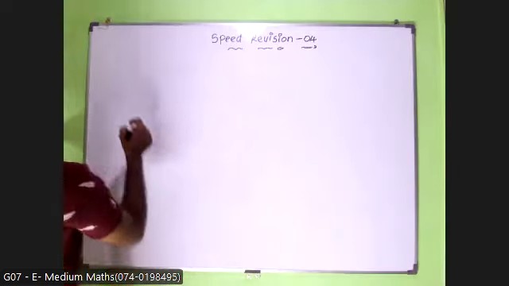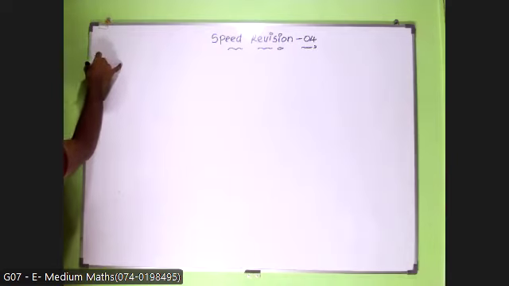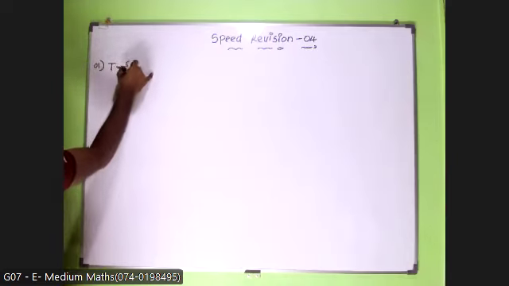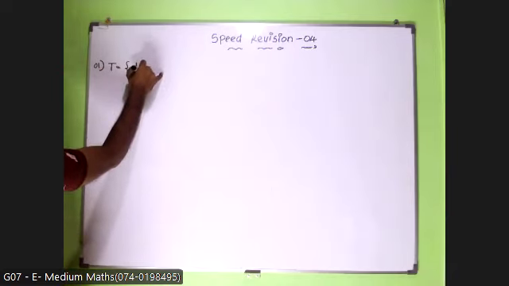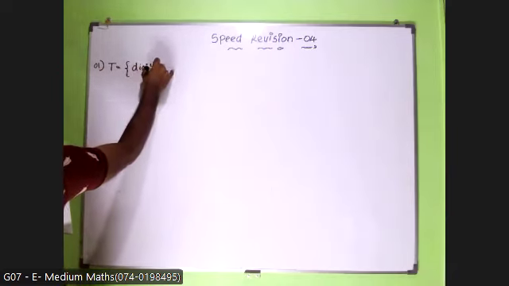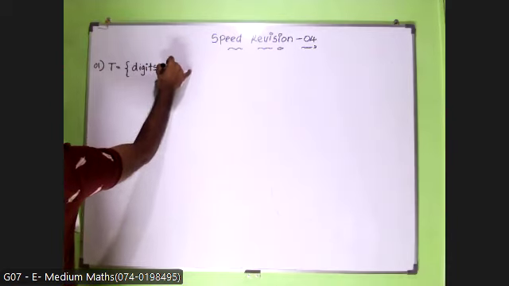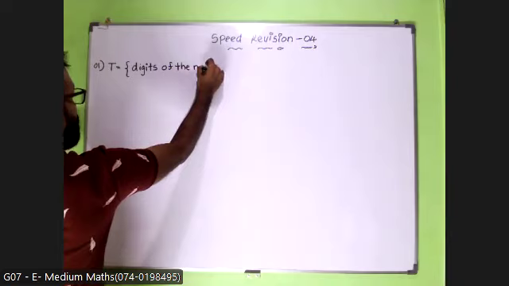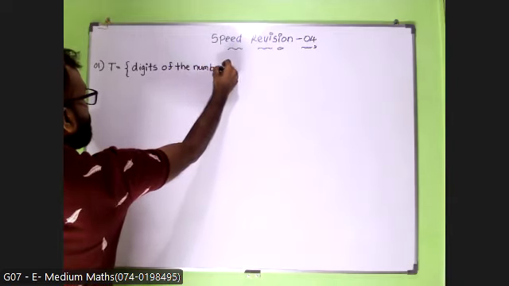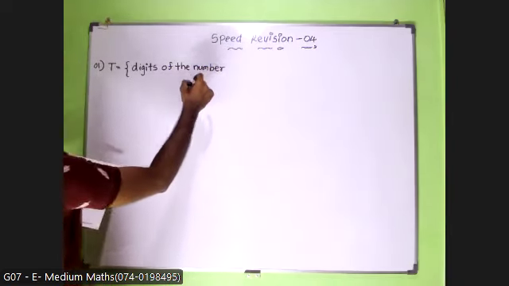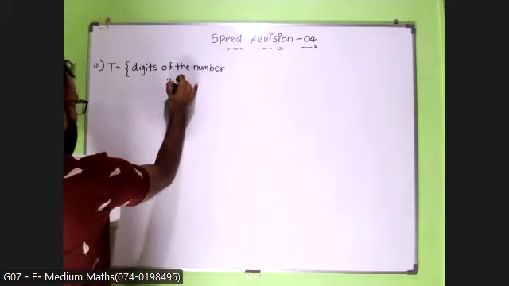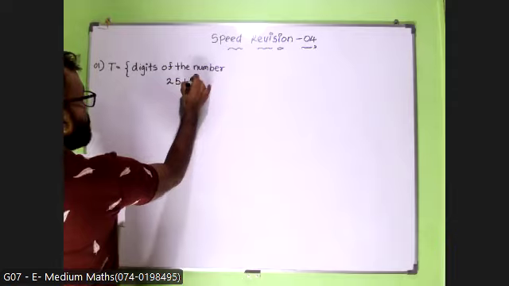Right. First question. T equals digits of the number 25,168.